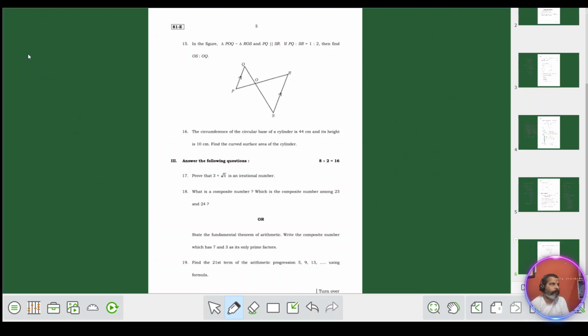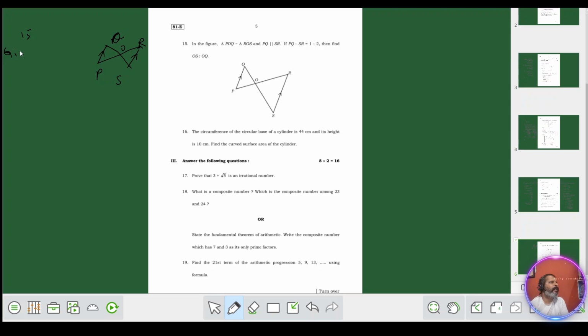15th one. In the figure POQ and ROS, find the ratio OS to OQ. In the 15th figure, you just draw the figure here. Sorry, my mistake, I had to put the parallel lines there. I did not observe that. So you put parallel lines here and then join. Q, O, P, S, R and these two are parallel.